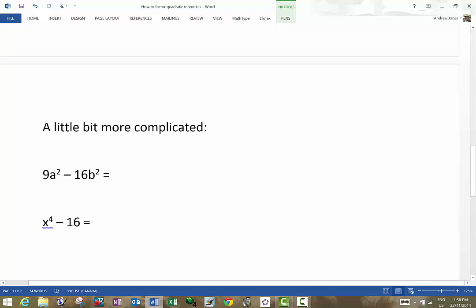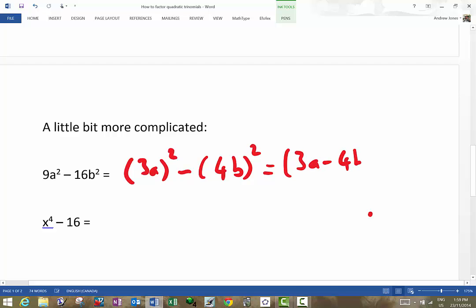Looking at 9a squared minus 16b squared, I hope it's pretty obvious that 9a squared is a perfect square, and it's 3a squared. And 16b squared is similarly 4b squared. So this is of the form x squared minus a squared. So this actually factors as 3a minus 4b multiplied by 3a plus 4b.